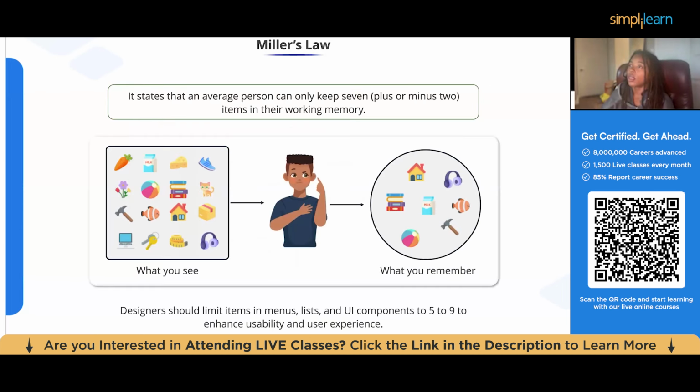And then you have Miller's Law, as it states that an average person can only keep 7 plus or minus 2 items in their working memory. So, for example, what you see versus what you remember. You can see more than you remember. Designers should limit the items in menus, lists, and UI components to 5 to 9 to enhance usability and user experience.